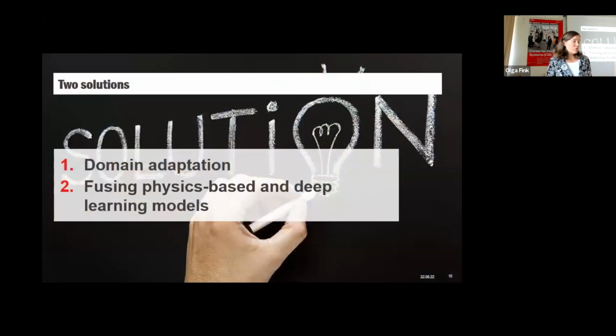And there are several solutions to these challenges. And what I wanted to discuss with you today, actually, are two of these solutions and two of the directions that we have been working on. On the one hand, it's domain adaptation. And on the other hand, it's those hybrid approaches where we're combining physics-based with deep learning models. And I will start with domain adaptation and go down. I'll elaborate the second part.